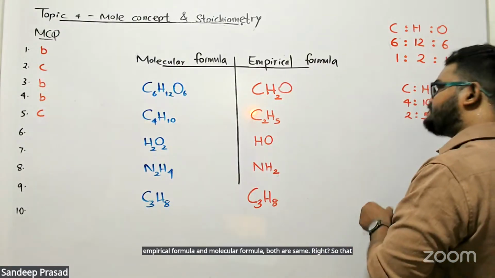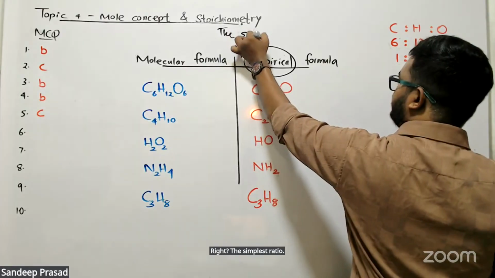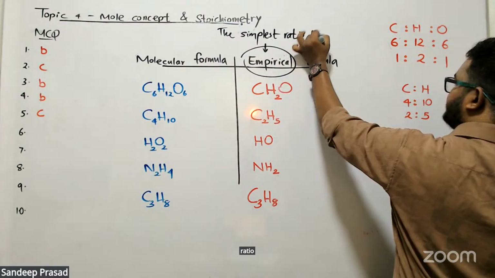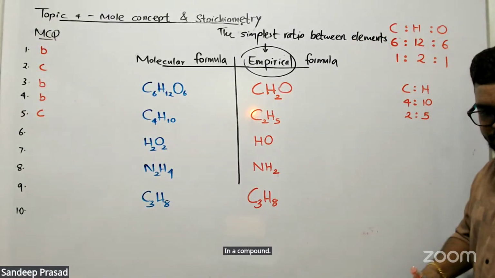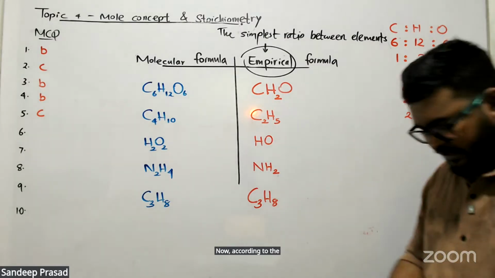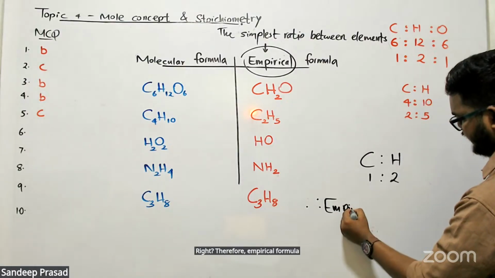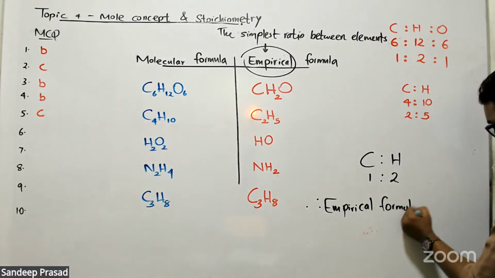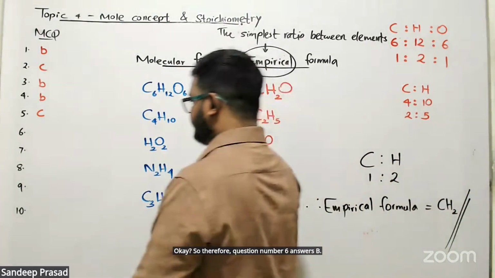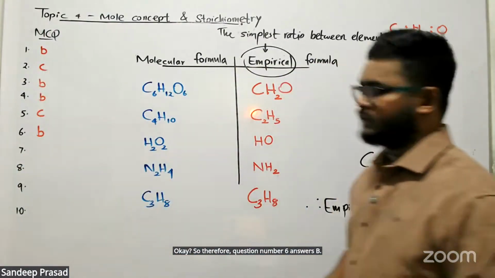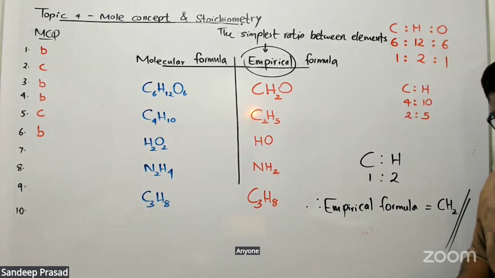Right? So that means, students, empirical formula means the simplest ratio between elements in a compound. Understood? Now, according to the given question, they have given that the simplest ratio is 1 to 2. Therefore, the empirical formula is simply CH2. Okay. So therefore, question number 6, answer is B. Raise your hand those who got the answer for that. Question number 6. Anyone? Okay, good.